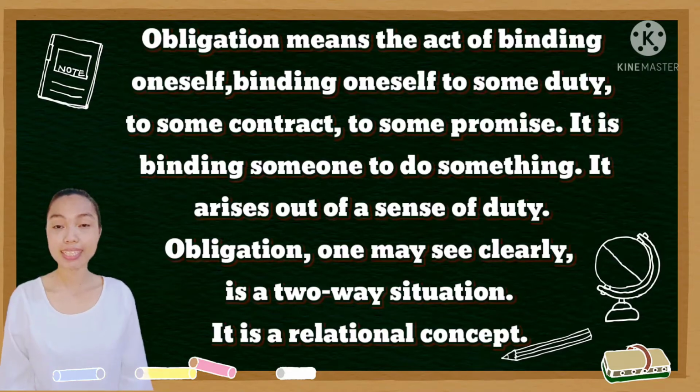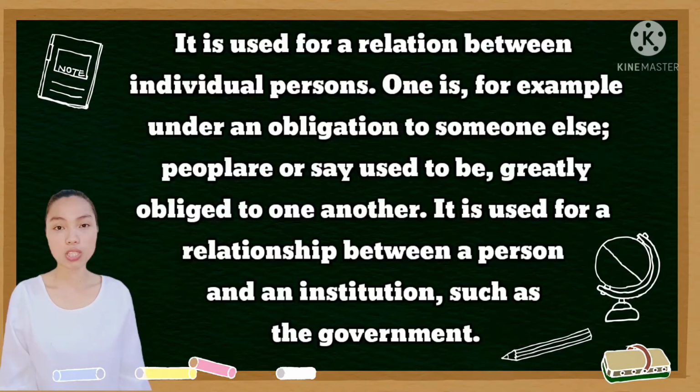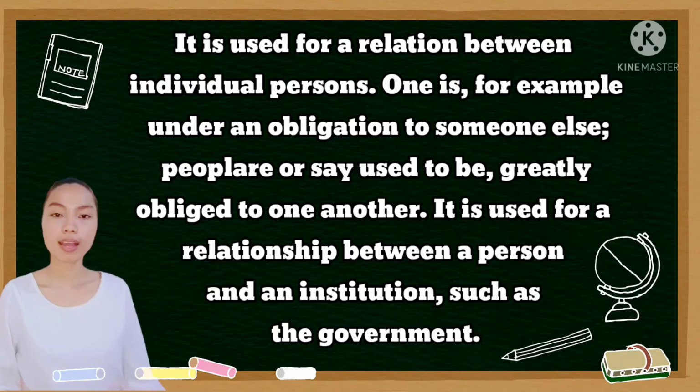Obligation clearly is a two-way situation. It is a relational concept. It is used for a relation between individual persons. One is, for example, under an obligation to someone else; people are used to being greatly obliged to one another. It is also used for a relation between a person and an institution such as the government.